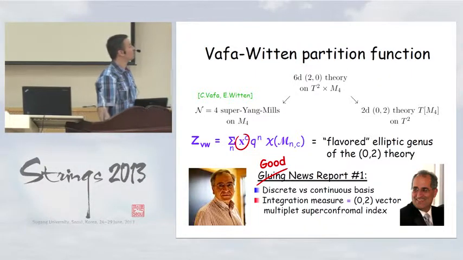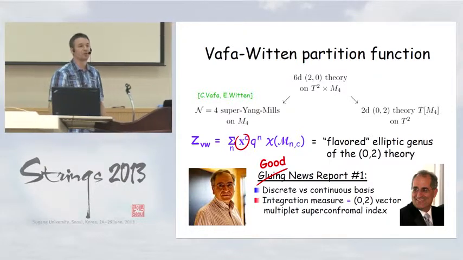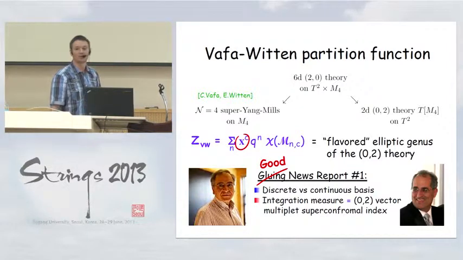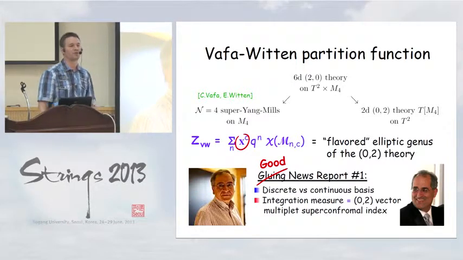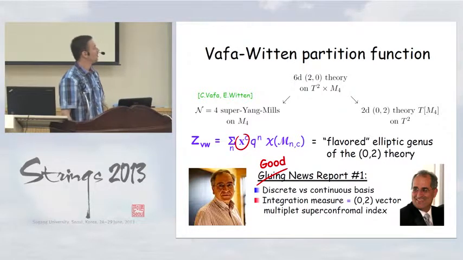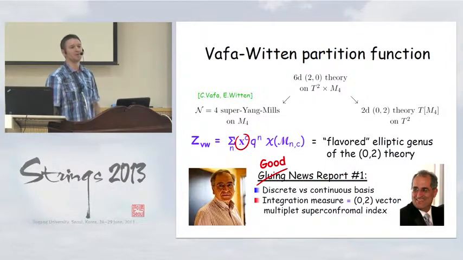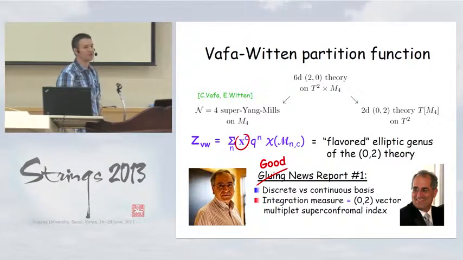or parameters or fugacities which count flavor charges or global symmetry charges on this side. So this is not the usual elliptic genus. In fact, we set the Jacobi variable y, in the previous talk, to be 0, so we don't care about the left-moving U(1)_R charge, but we do care about global symmetries. And this is the standard superconformal index viewpoint on the elliptic genus.